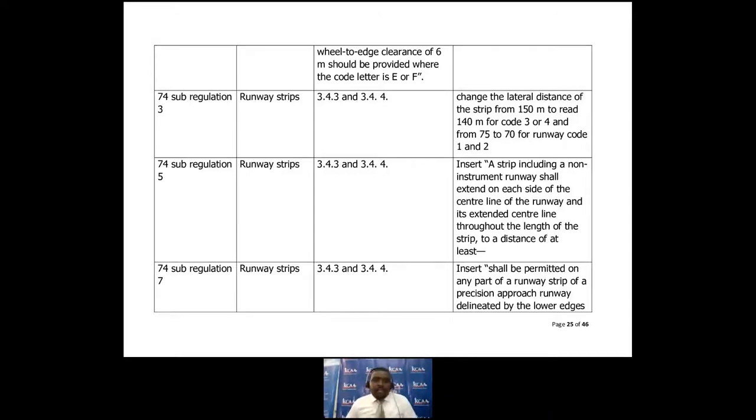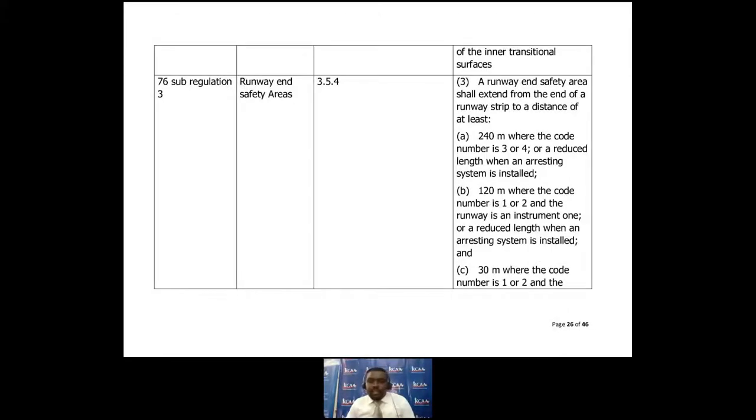Then on 74, sub 5, runway strips, you are to insert: a strip including an instrument runway shall extend on each side of the center line of the runway and its extended center line throughout the length of the strip to a distance of at least. Those words were to be inserted to what was initially there. And then on the same regulation, sub-regulation 7, we have to insert the words shall be permitted on any part of a runway strip of a precision approach runway delineated by the lower edges of the inner transition.